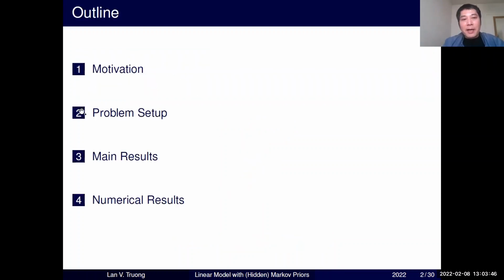So here is the outline of my presentation today. In the first part, I will give motivation for this work. In the second part, I will provide our problem setups, and some of our main results are given in the third part of the talk. And I will conclude my talk by providing some numerical results to illustrate our results.